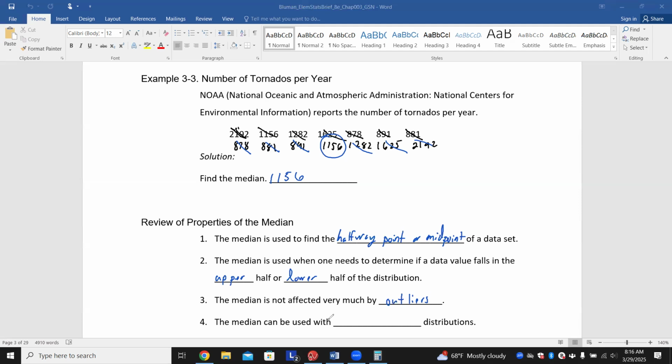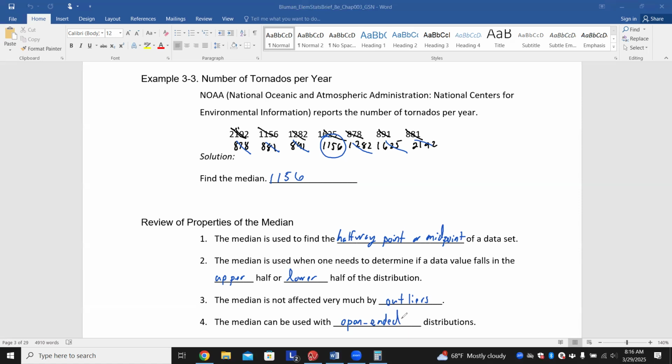The median can be used with open-ended distributions. So if I did have something where it's like 180 or more, I could still use that data because I'm not looking at midpoints. All right. So there is your mean, your median.